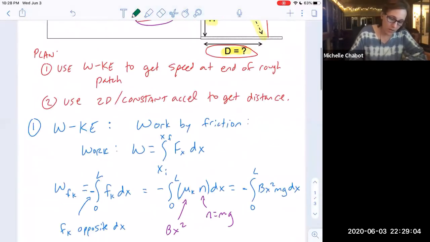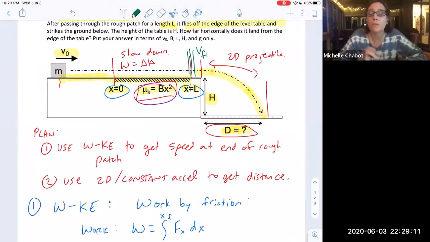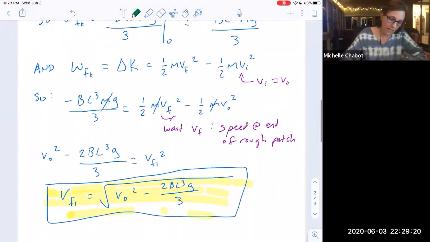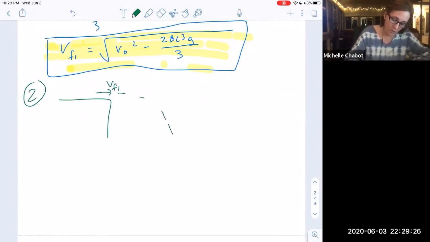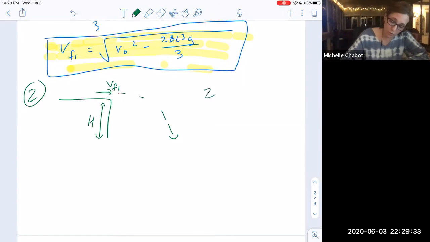Now we are ready to put this back to remember where we were at. That was using the work kinetic energy. We just found the speed at the end of the rough patch. Now that's our speed headed into our horizontal launch off of a table of height h. So we can basically think of this as v final 1. It's a horizontal launch off of a height h. And so now we just have step 2, which is our 2g projectile.